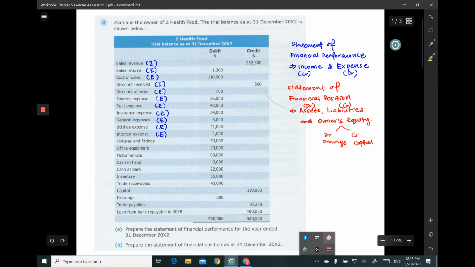There's another item that is also under owner's equity, which is your profit for the year. This number is not given because profit for the year is something you need to find out when you do your statement of financial performance. So you need to do your statement of financial performance first, then you will know your profit for the year for it to be categorized under owner's equity. Now I'm going to label the accounts that belong to the statement of financial position with their correct subcategories.